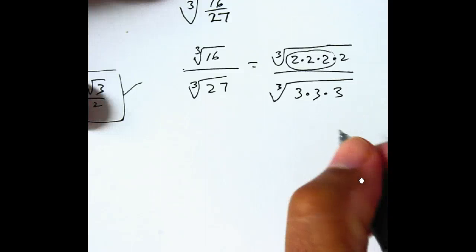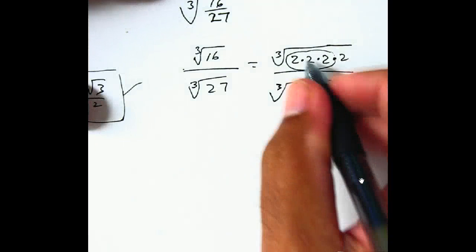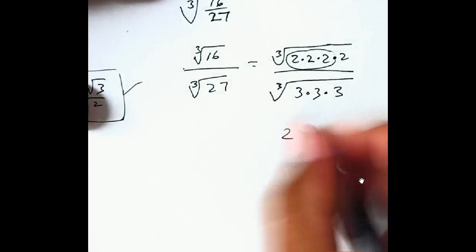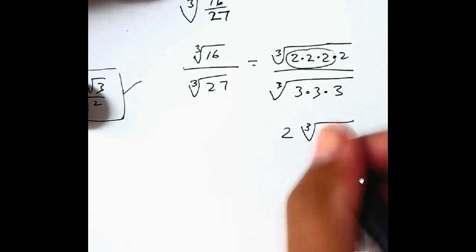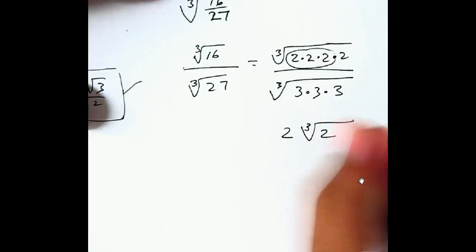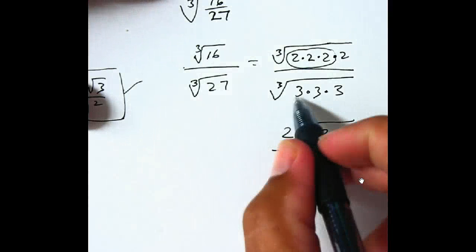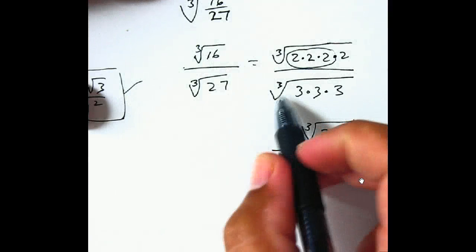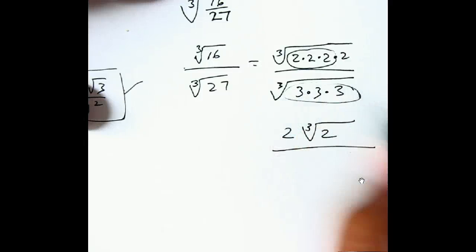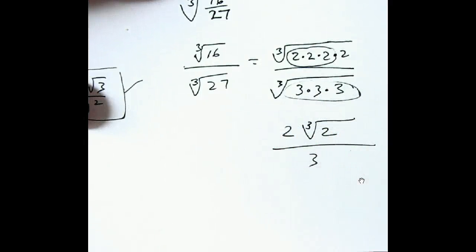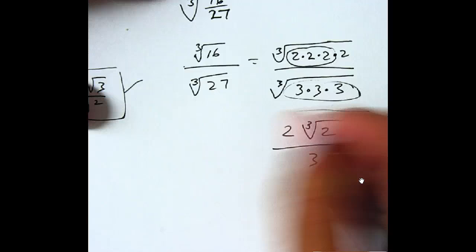And so to simplify that, we get one 2 comes out, but this last 2 stays inside. Now let's do the 3's. We need three 3's for one 3 to come out, and that's what we have, a triplet. And that is it. That's the answer.